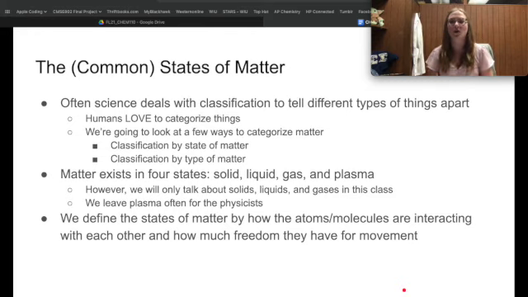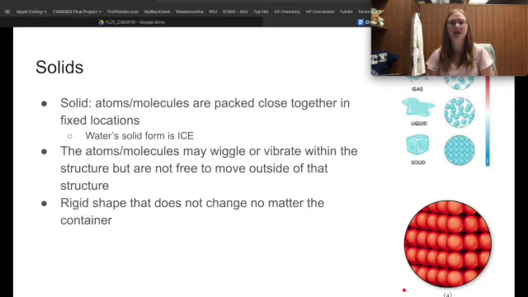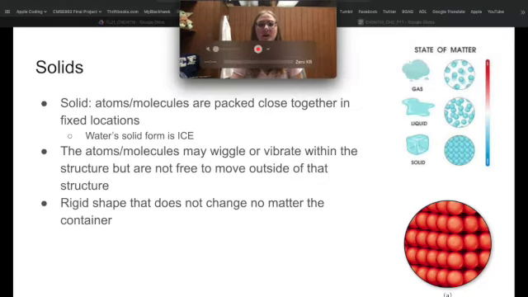Like I said, we're only really going to focus on solid, liquid, and gas in this class. We define the states of matter by how the atoms and molecules are interacting with each other and how much freedom of movement they have, okay? So how do we do some of these definitions?